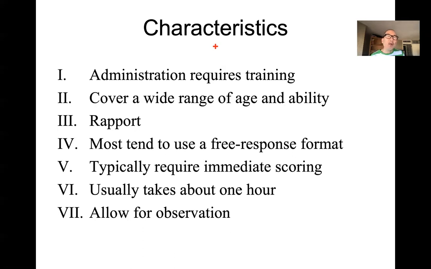And the other strength of an IQ test is that it allows for clinical observation of how the individual is performing the task. So it's not just getting responses and scoring them, but qualifying overall IQ performance, or cognitive performance on a specific task, by observing the examinee's behaviors. How are they approaching the task? How did they try to problem solve?